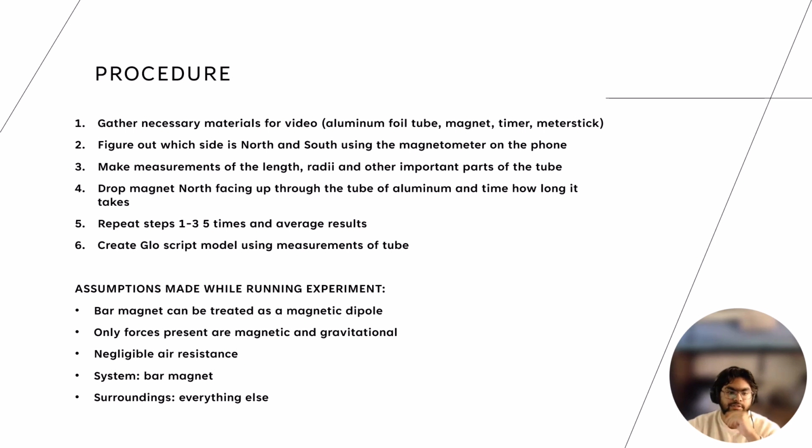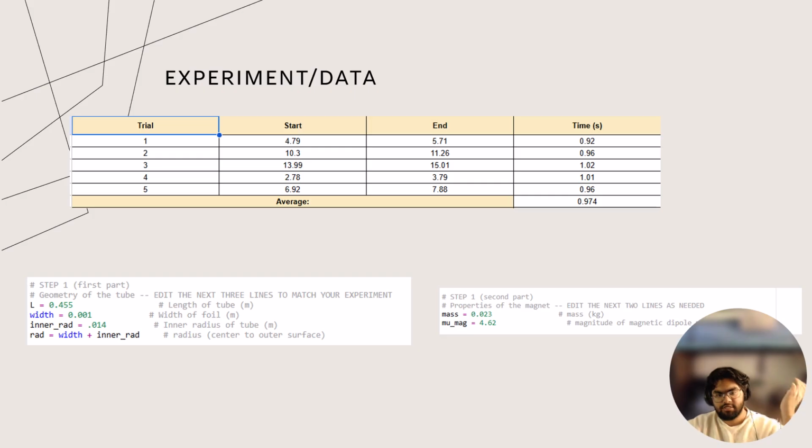And then the assumptions we made while running the experiment were that a bar magnet can be treated as a magnetic dipole, the only forces present are magnetic and gravitational, and there's negligible air resistance. So our system is a bar magnet, and the surroundings are the tinfoil, tube, and everything else.